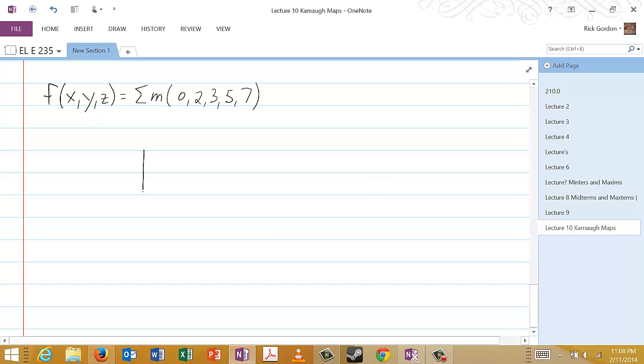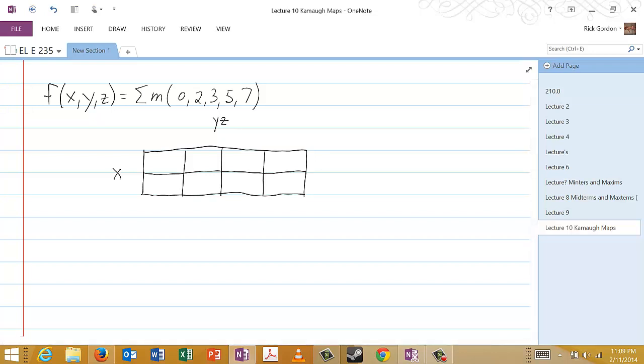As usual, we begin with the observation that we have 3 variables, so we will have a Karnaugh map with 8 cells. And as usual, we will label the vertical axis with x and the horizontal axis with y and z, and we'll fill in our numbers, being careful once again on this top: 0 0, 0 1, 1 1, 1 0.